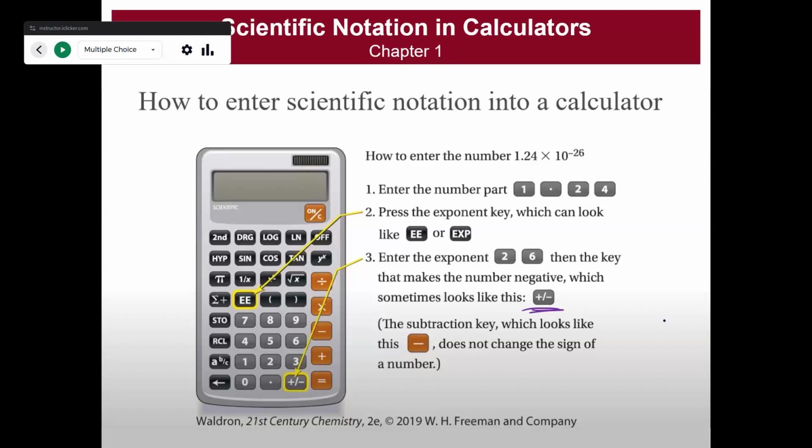So in your calculator, it will look like 1.24 e negative 26. That is what you want it to look like. And that will have the right number for you for your calculations going forward. And I can go over that with any of you, help you find those keys on your calculator. Just let me know.